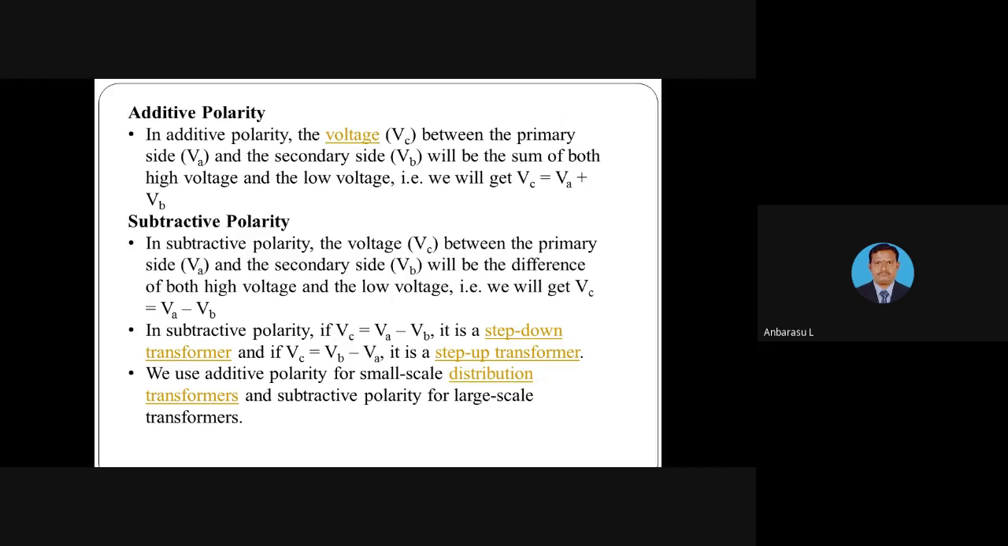Here in subtractive polarity, the voltage between the primary side and the secondary side will be the difference of both the high voltage and the low voltage. In the previous case it is a sum of both high voltage and low voltage, but in subtractive polarity it is a difference. In case of subtractive polarity, VC equal to VA minus VB, that means it is a step-down transformer. VC equal to VB minus VA is a step-up transformer. In case of additive polarity, it is used for small scale distribution transformers. Subtractive polarity is used for large scale transformers.